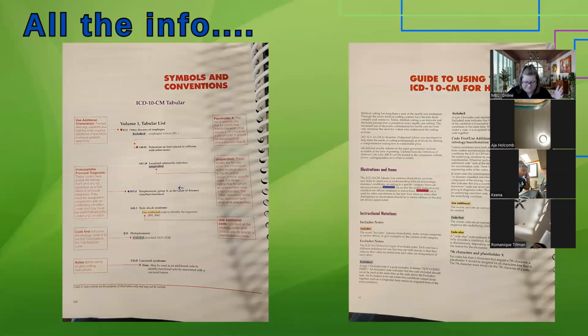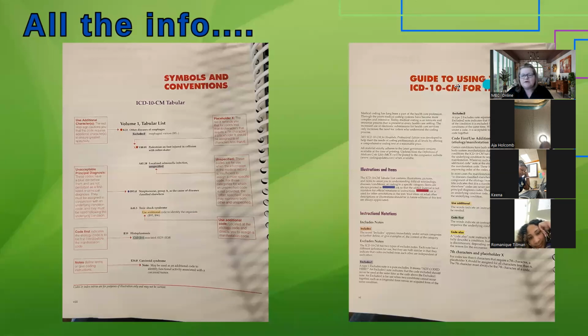It's kind of a go-to when you're on the tabular page. You can look down at the bottom of the page and see what symbols are next to that code and decipher it that way. And you'll see a lot of them, some of them more often, and you'll get used to the ones you see a lot. No big deal.